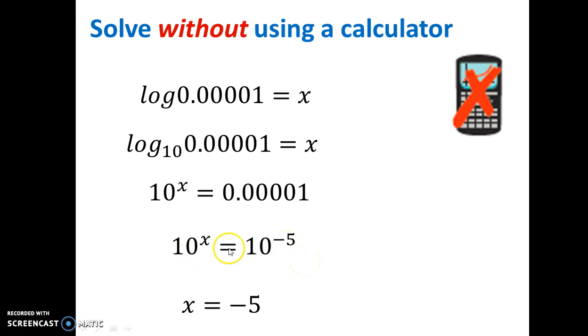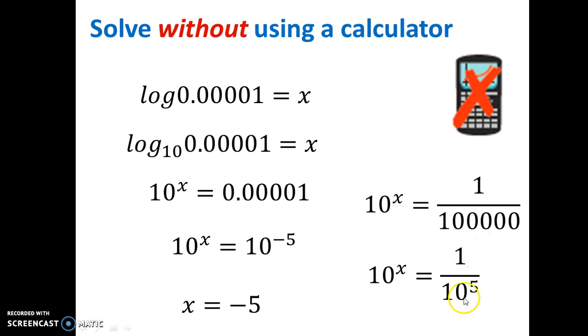And that tells us that x must be negative 5. The exponents must be equivalent. If you're wondering why this turned to that, another way to look at it is like this. So we have 10 to the x equals that. But this is actually 1 over 100,000. To get this decimal, you would divide 1 by 100,000. And 100,000 is actually 10 to the 5th power. Now, if you brought that up to the numerator, you would have this. So that's kind of the background of why this becomes this.